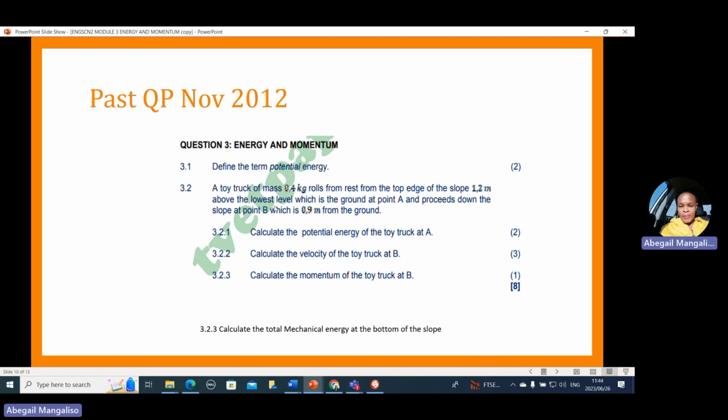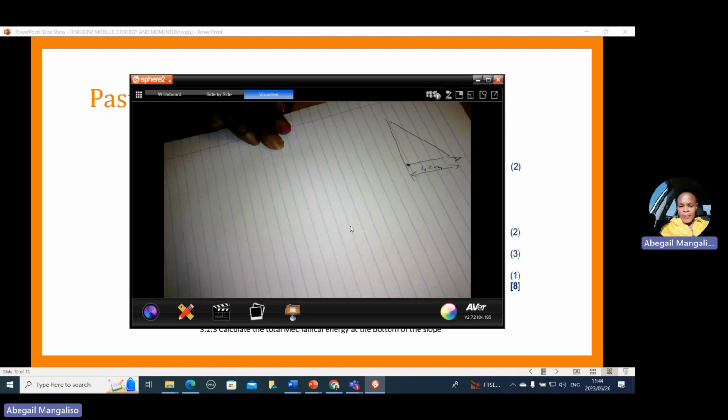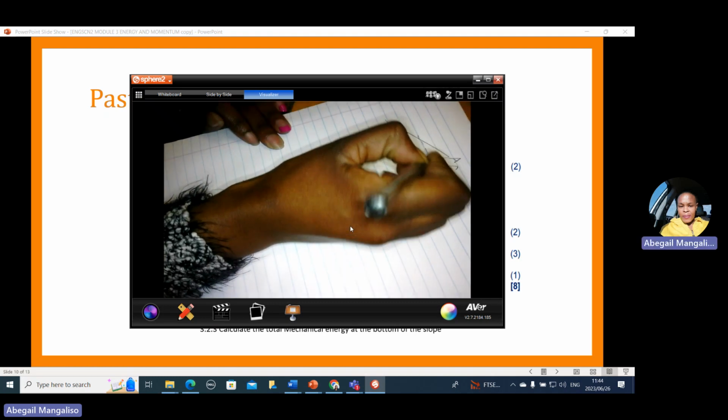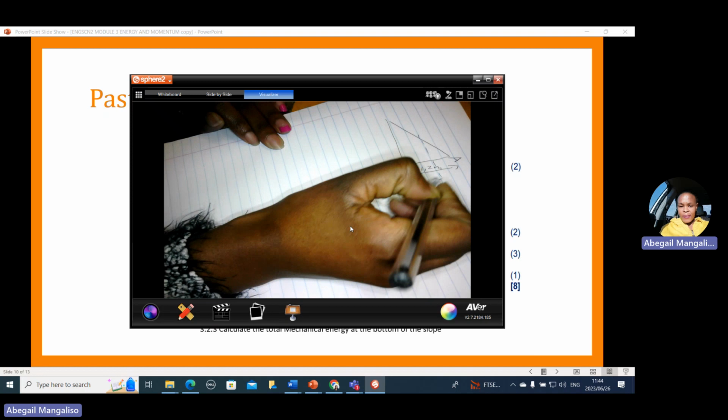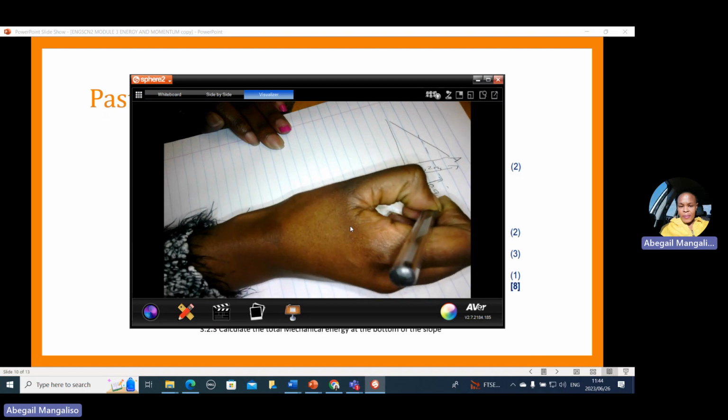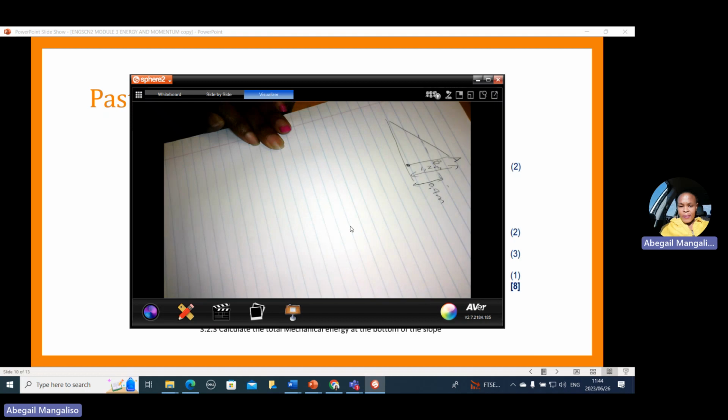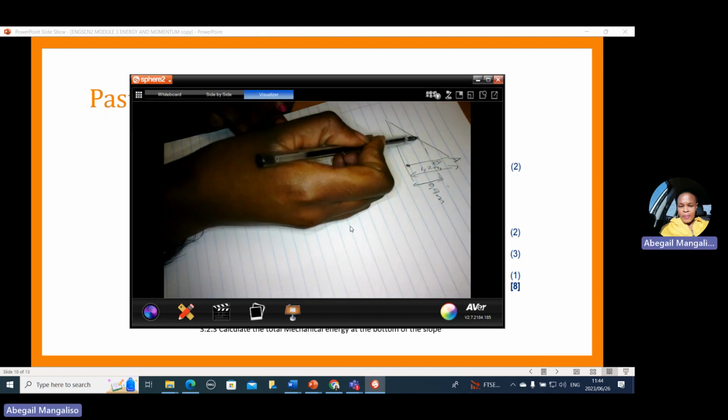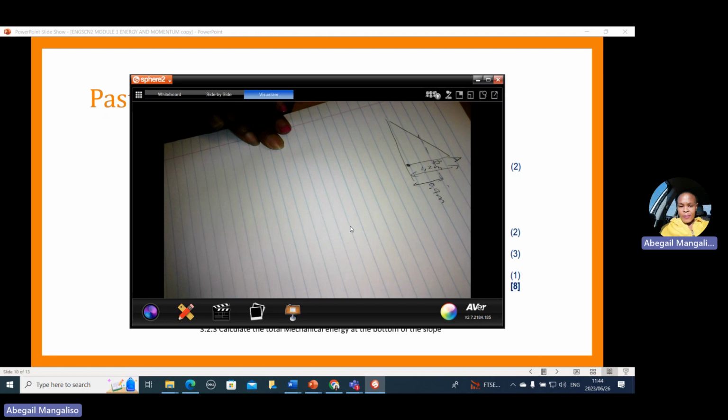So this is point A where it is starting to roll, and it proceeds down the slope to point B, which is 0.9 meters from the ground. So point B will be somewhere there, 0.9 meters from the ground. This is point B, and that is point A. Now let's read the question. Do you understand the diagram? Okay.